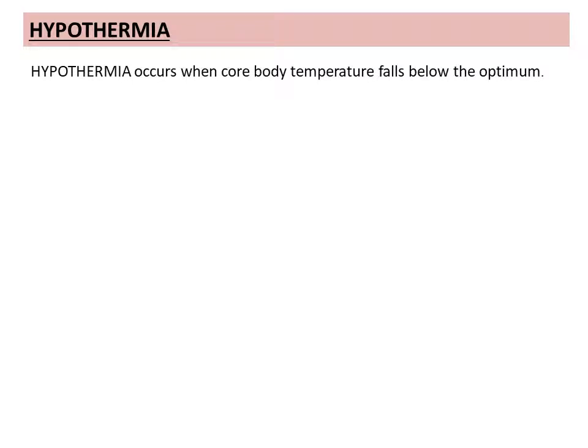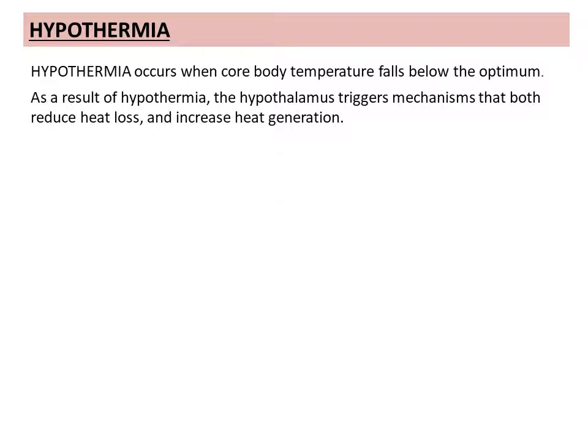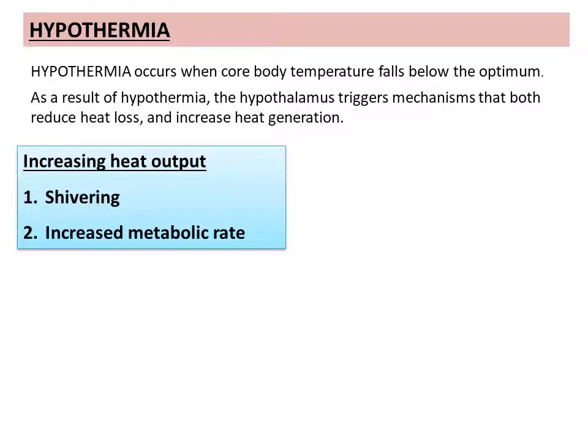So let's look at hypothermia. Now, hypothermia occurs when the core body temperature falls below its optimum, and as a result the hypothalamus will trigger mechanisms which reduce heat loss or increase heat generation, and of course both of them probably happening at the same time. So the first thing is to try and increase the amount of heat that the body's generating by shivering and increasing metabolic rate by perhaps getting up and moving around, that type of thing.